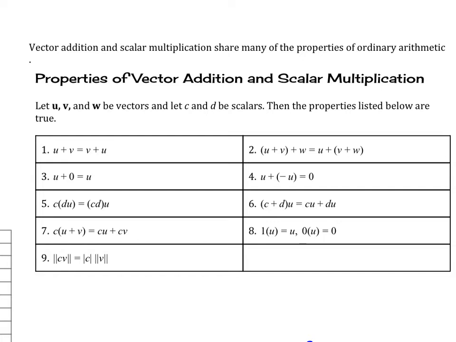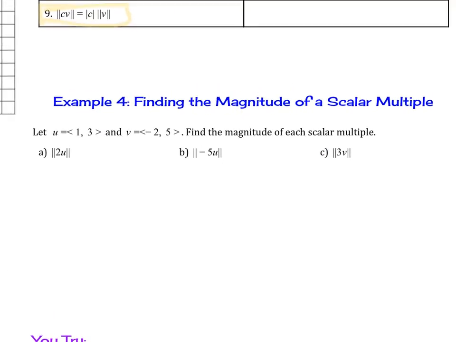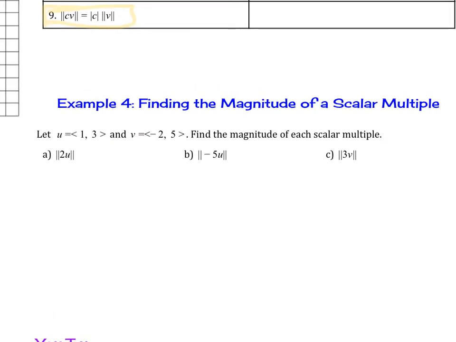Now, the only one that we're going to focus on right now that we need is number 9. So when you have a constant times the vector and a magnitude, we're just going to take that constant out with the absolute value with it, so it'll always be positive, and then multiply it to the magnitude. So let's try that. Find the magnitude of a scalar multiple.